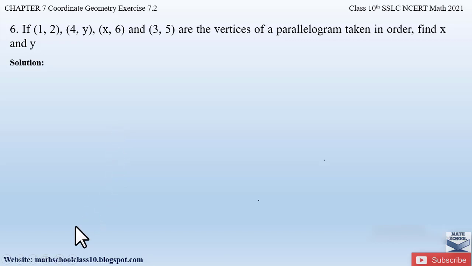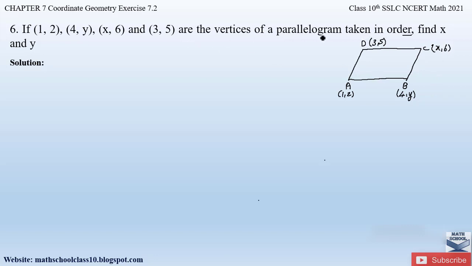So let us first draw a parallelogram. In a parallelogram, opposite sides are parallel and equal to each other. Let us name this parallelogram ABCD. We have to name the parallelogram in order, that is, we take ABCD anti-clockwise, or you can take clockwise also, because in the question they have mentioned that the vertices of the parallelogram are taken in order. So let the first vertex be point A, that is (1, 2). Let the second vertex (4, y) be B. Then point C is (x, 6) and point D is (3, 5).